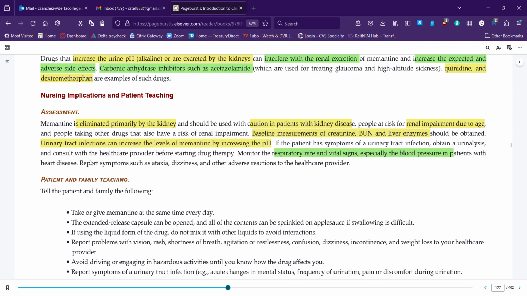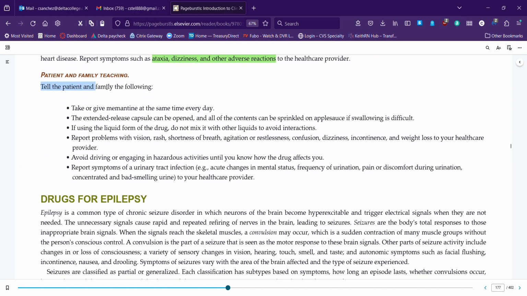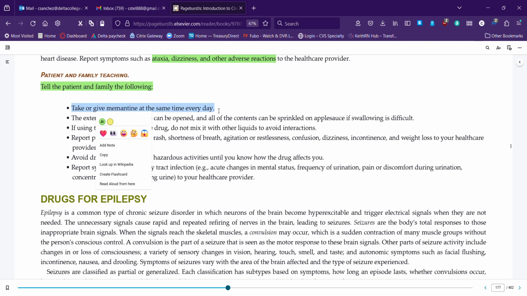We also want to monitor the respiratory rate and the vital signs, especially the blood pressure, because remember we said in some patients that it can increase the hypertension. And then we want to report any symptoms such as ataxia, dizziness, and any other adverse reactions. So ataxia is just difficulty walking, okay?